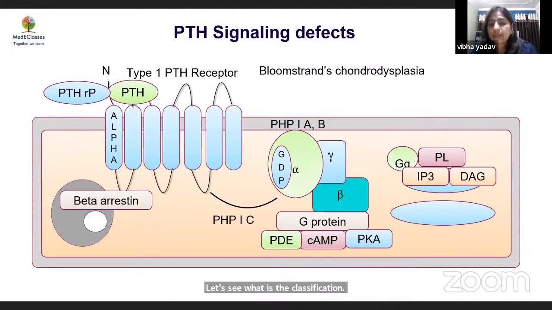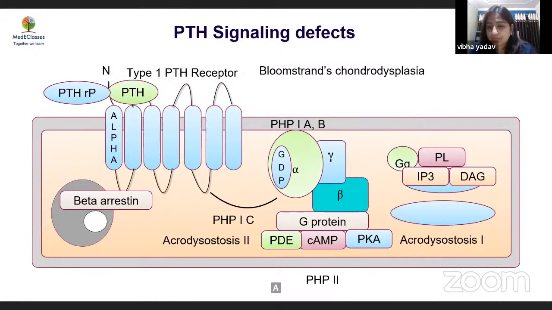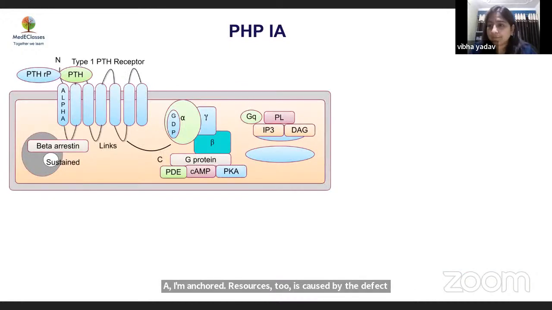When there is a defect in the linkage between the PTH receptor and the alpha subunit, it will cause PHP type 1C. And when there is a problem after the cyclic AMP production, then it will cause PHP type 2. And there is another entity known as acrodysostosis type 1, which is caused by a defect in protein kinase A. And acrodysostosis type 2 is caused by a defect in the phosphodiesterase. So coming to PHP type 1A, what is it?